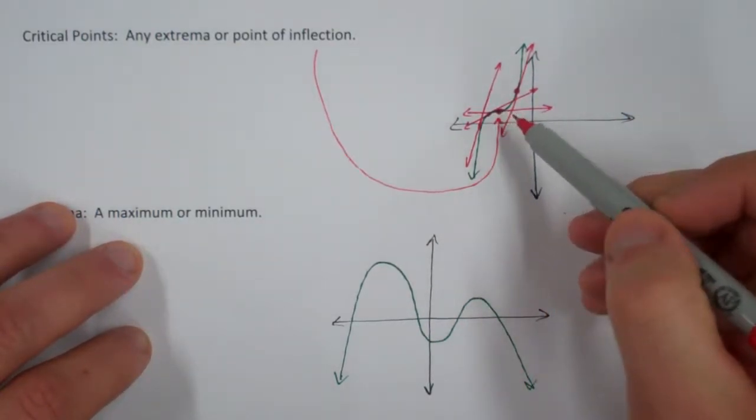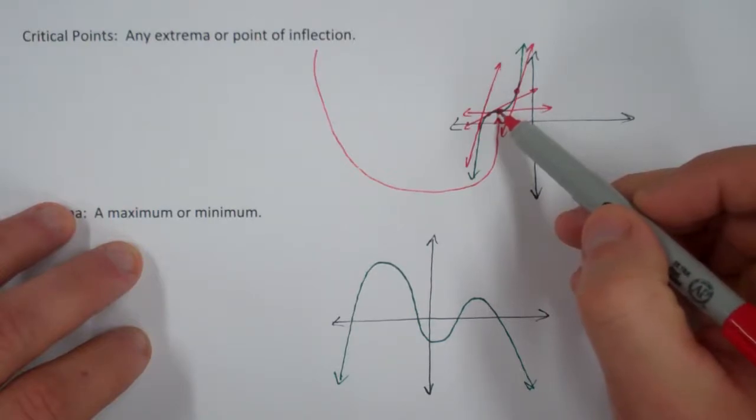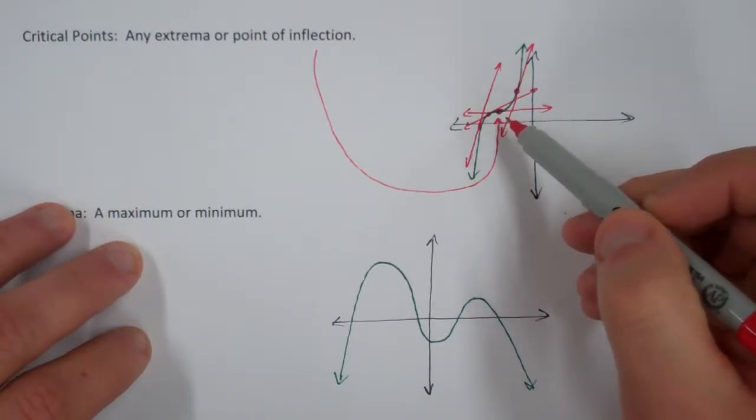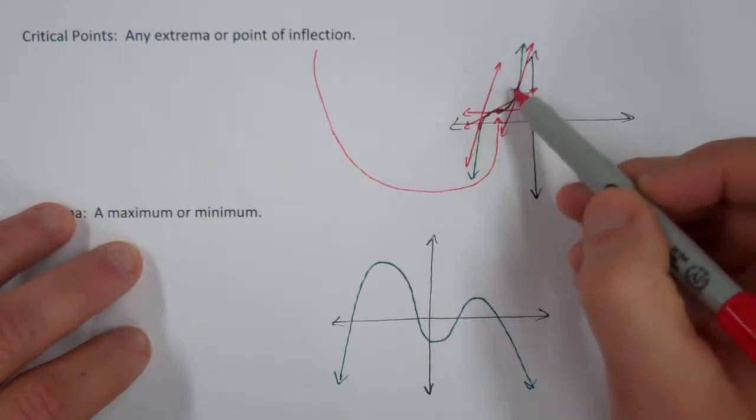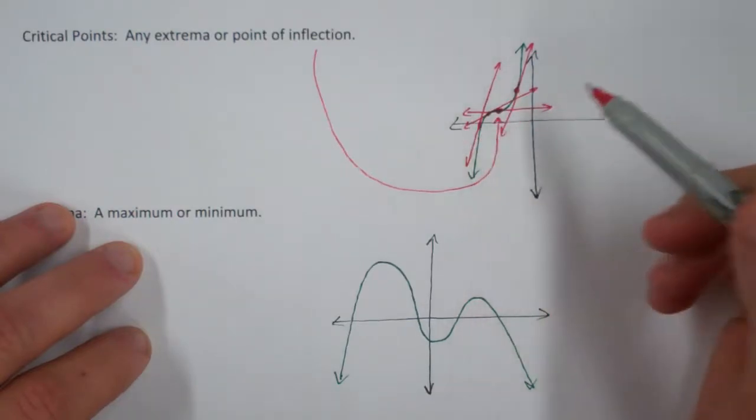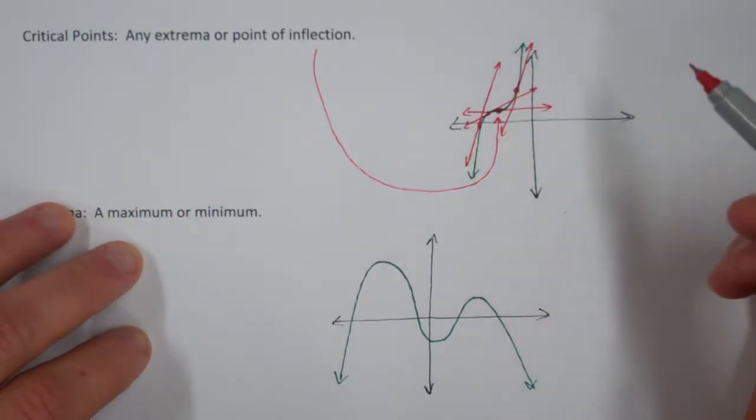Also, this function will exhibit symmetry about that point. The entire function doesn't have to exhibit symmetry around that point, but oftentimes right here, that function will exhibit symmetry around this point.